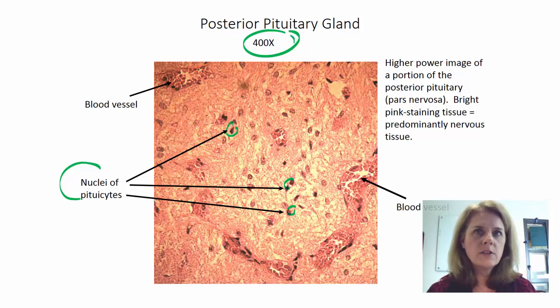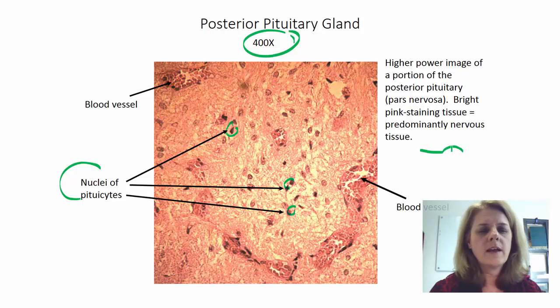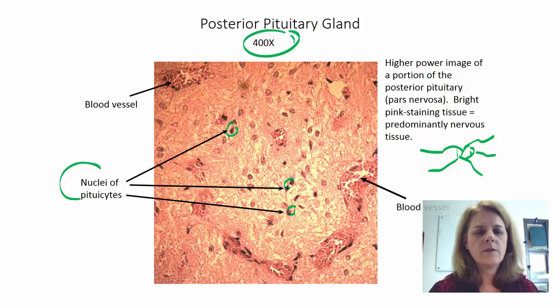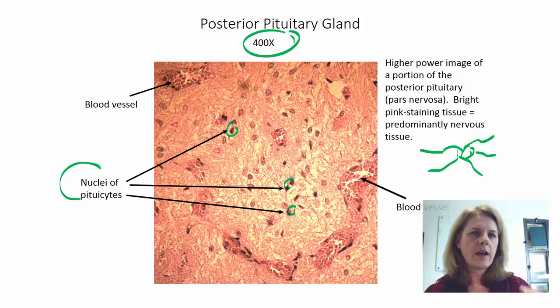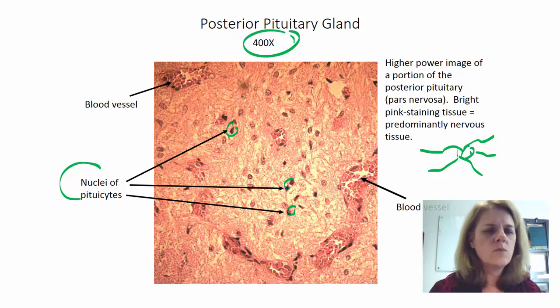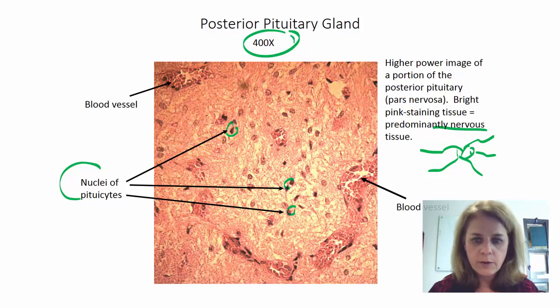So if you think back to the brain, the neurons were spread out compared to something like muscle tissue, which is very compact. So this tissue is more spread out. It looks like nervous tissue, and it is, because the posterior pituitary is an out pocket from the brain.